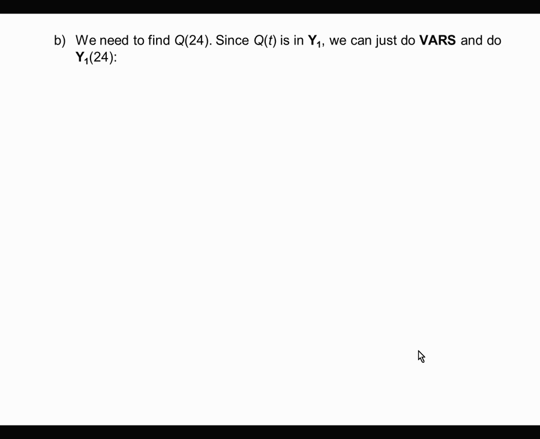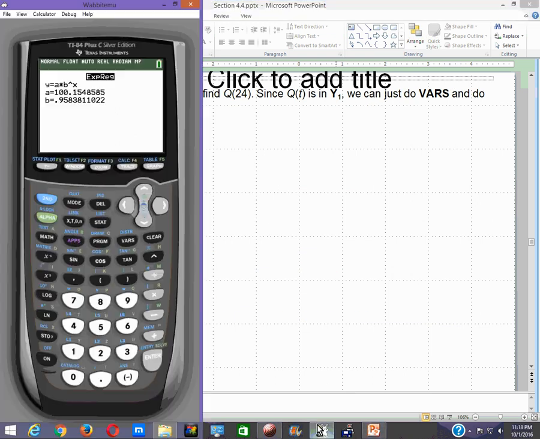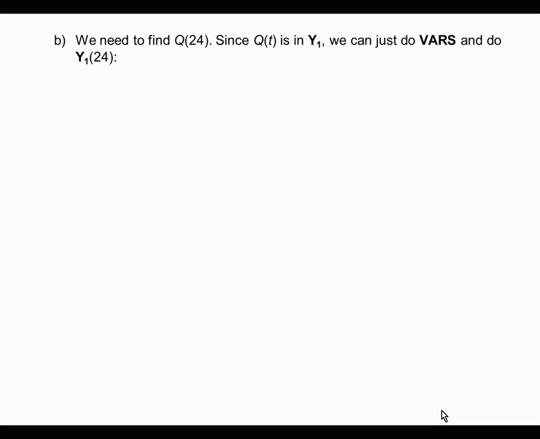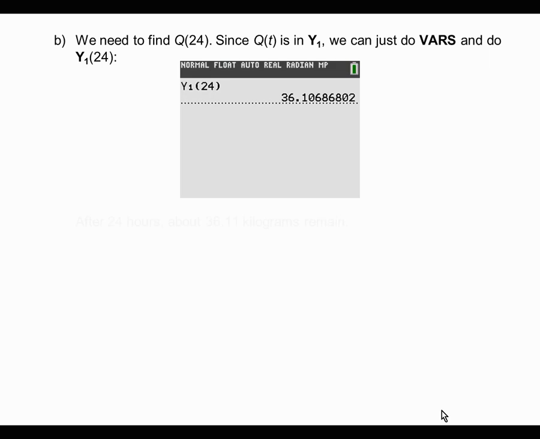Now, part B wants us to find Q of 24. So we wanted to know how many kilograms after 24 hours, and we're going to the nearest hundredth. Since we have it in the calculator, let's quit this screen. Vars, Y-Vars, enter, y1 of 24, close parenthesis. And to the nearest hundredth, 36.11. So we have to the nearest hundredth, 36.11 kilograms remain after 1 day, after 24 hours.